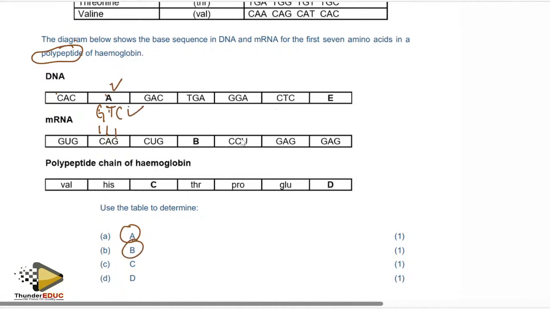What is B? Where is B? T goes with A, C, U. Why U? Because this is a messenger RNA. Let me give you a trick. What is C?